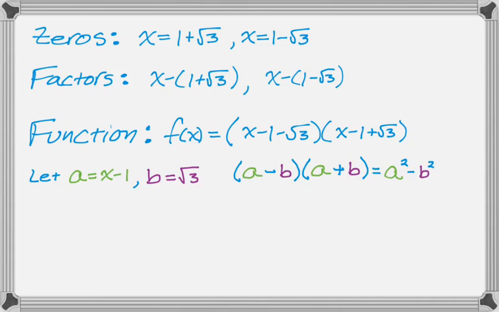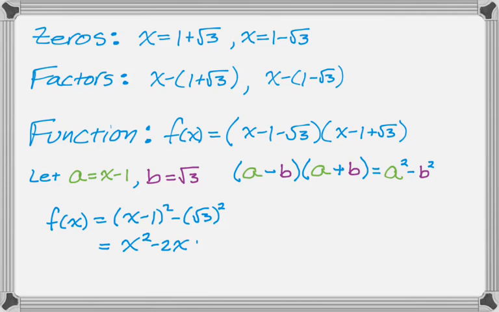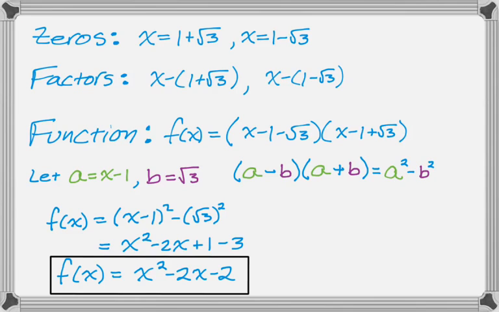I'm going to use that, and I do this all the time with this type of problem, to expand this. So f of x is actually just going to be the quantity x minus 1 squared minus the quantity radical 3 squared. If I expand that, I'm going to get x squared minus 2x plus 1, and then minus the square of radical 3, which is 3. So f of x is going to be x squared minus 2x minus 2. Not so bad. Let's take a look at another one.